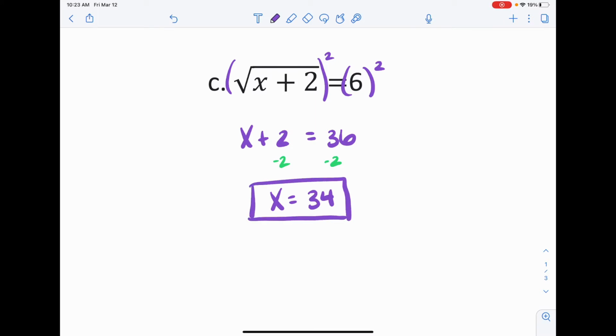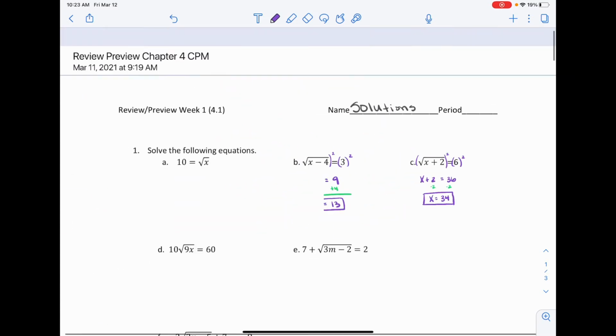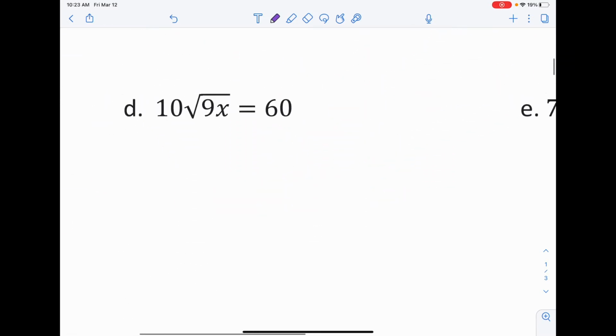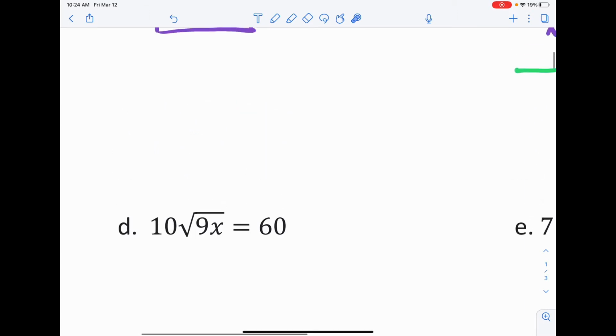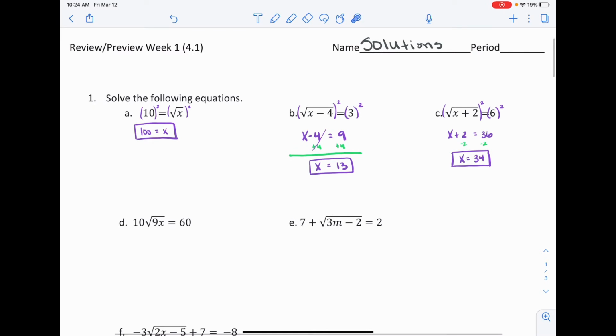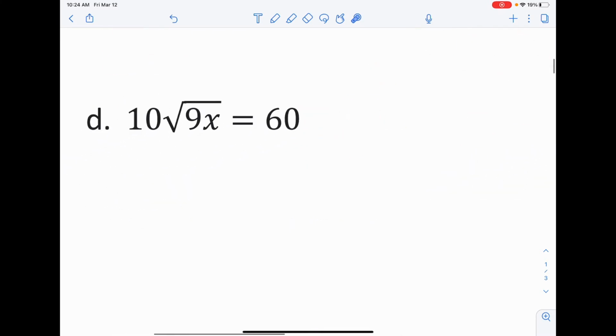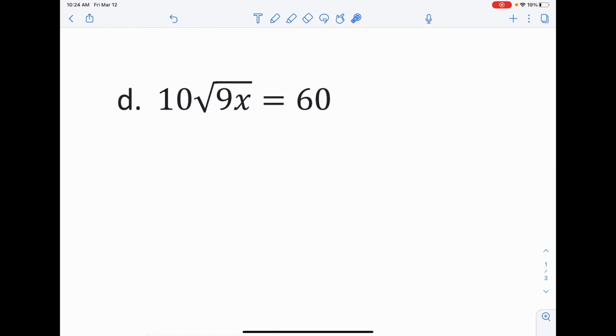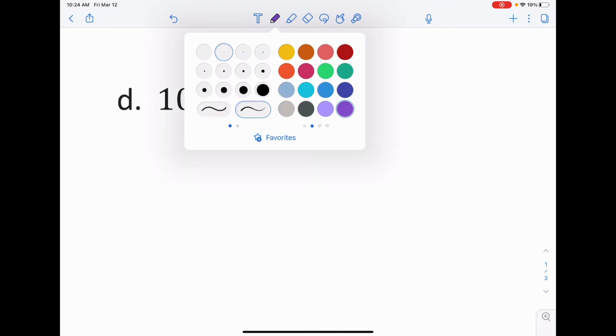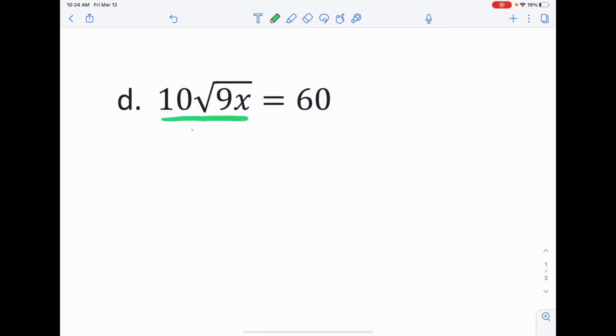All right, so let's look at D. We've got 10 times the square root of 9x is equal to 60. We do want to get rid of the square root, but notice how with the other questions, the square root was really the only thing on its side of the equals. Now we've got this 10, so we actually need to get the square root by itself before we start doing that squaring step. So what I'm going to do is divide by 10 on each side first.